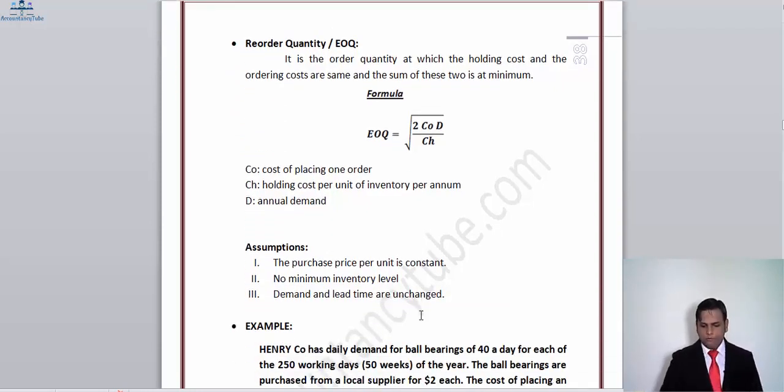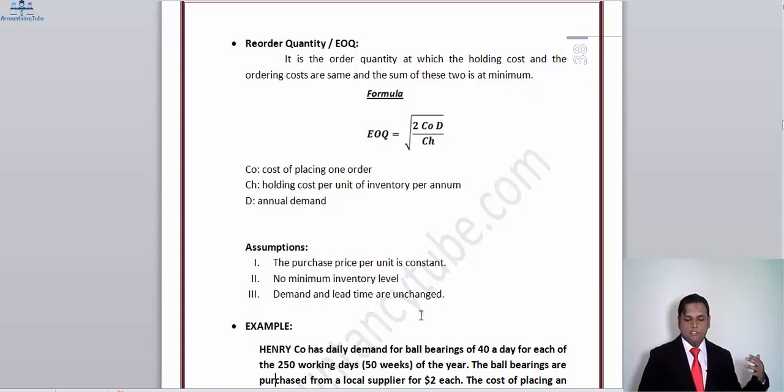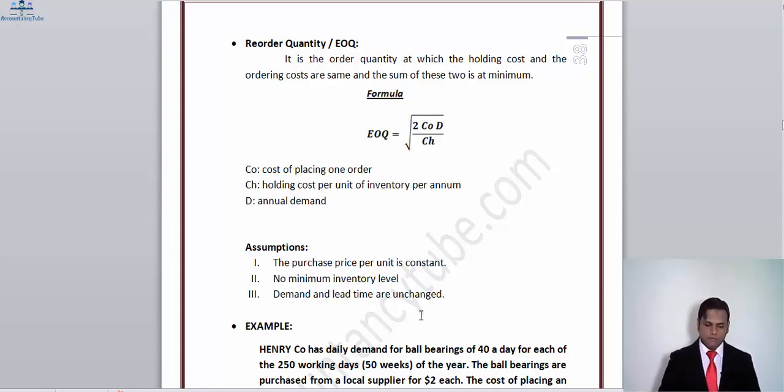The formula of EOQ is the square root of 2 C_O D over C_H. C_O tells us the cost of placing one order, C_H is the holding cost, and D is annual demand. Now there are certain assumptions for this formula. The purchase price per unit is constant, it does not fluctuate. No minimum inventory level. Then demand and lead times are unchanged, which means the environment should be fixed. We do not expect EOQ to work in changing circumstances. This is not how EOQ works.